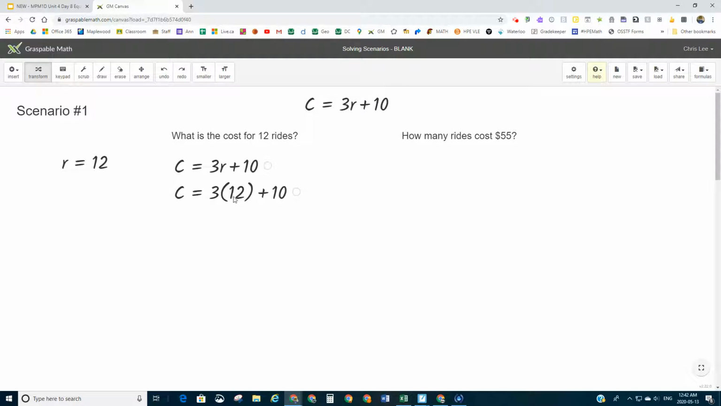So 3 times 12 plus 10. To do operations in Graspable Math, all you have to do is click on the operation. So let's try and add. Wait a second, it's not working. How come I can't add these two things?